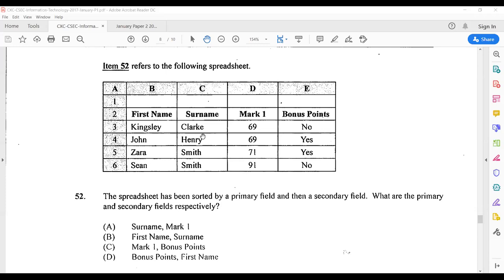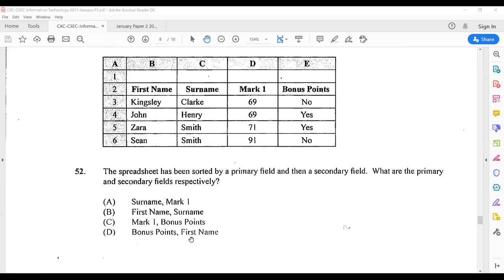But in this case, the surname is in alphabetical order and the mark is in ascending order, smallest to largest. So we're going to look for surname and mark one. So that is A actually, right? So 52, the answer is A, surname and mark one. All right. Some person said C. So yes, definitely mark one is one of the fields, but bonus points is not sorted because you had no, and then two yes and then another no. So that's why that will not be part of it. Okay, so the answer is A.